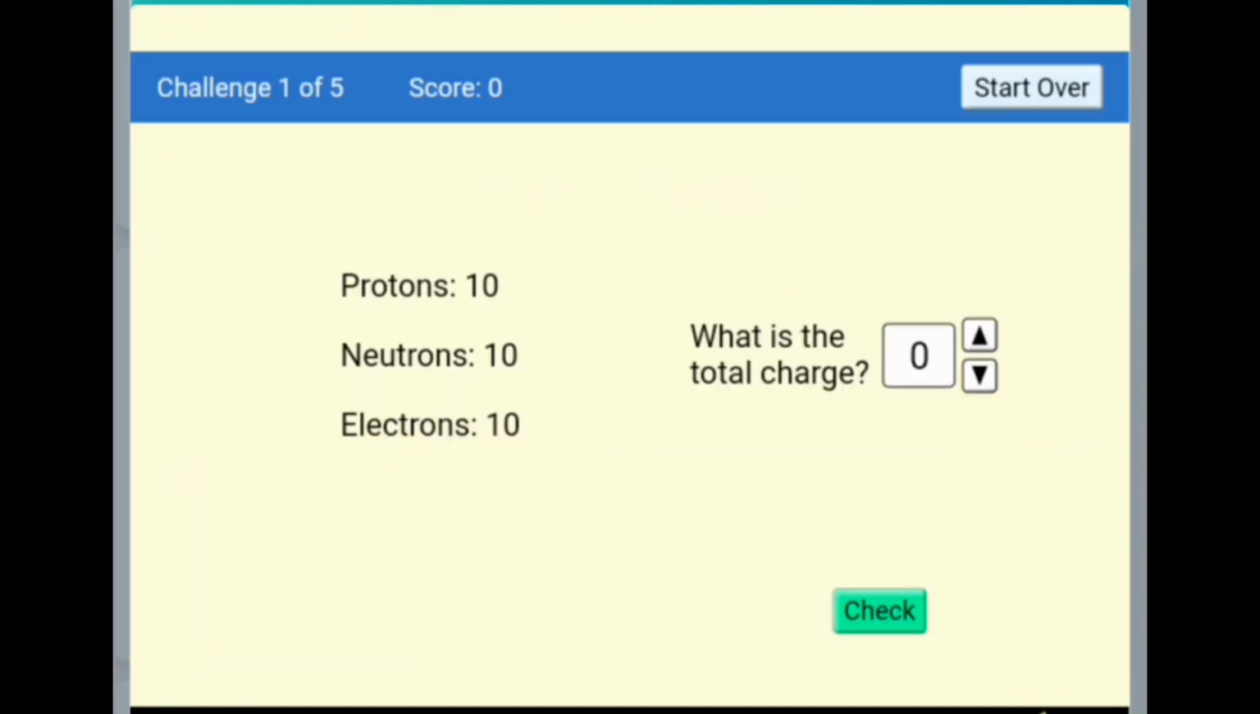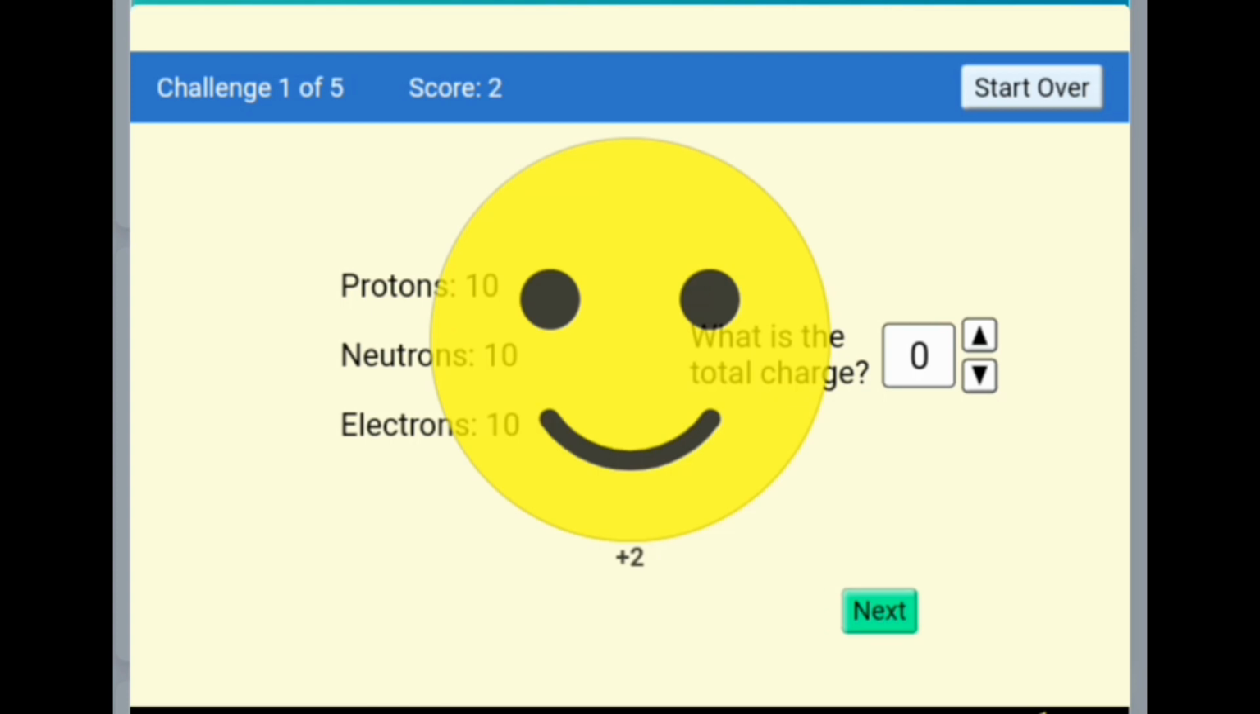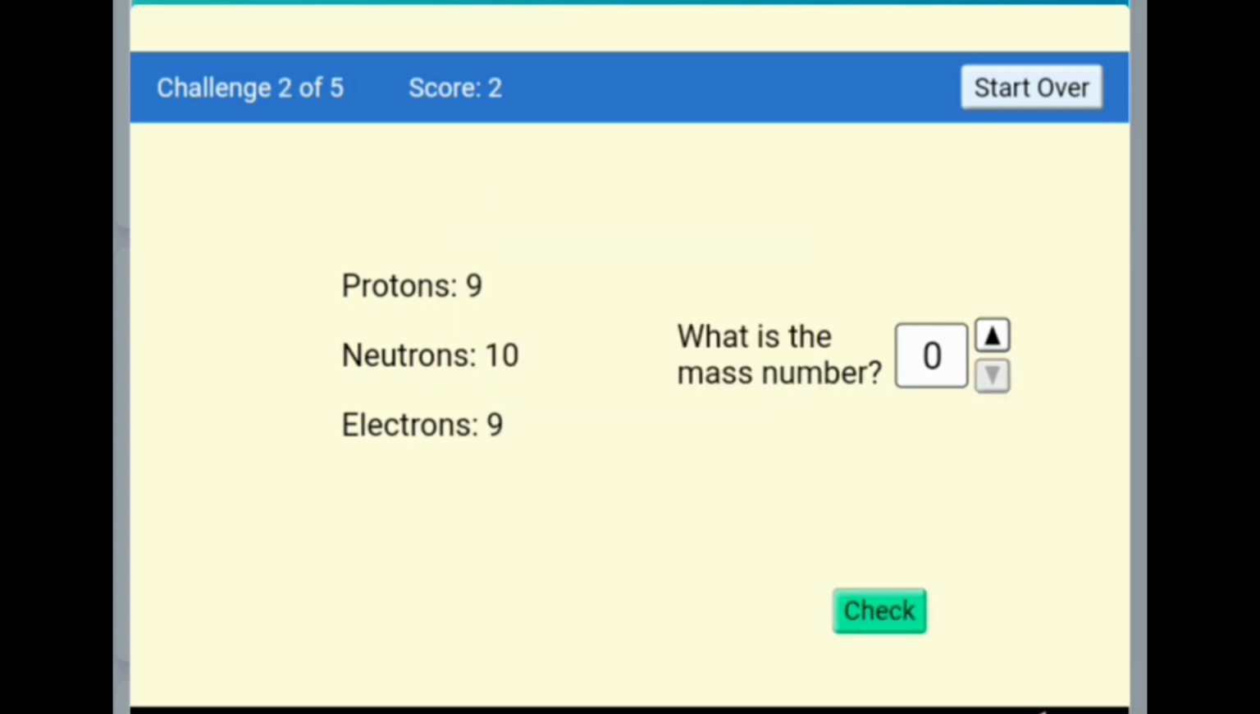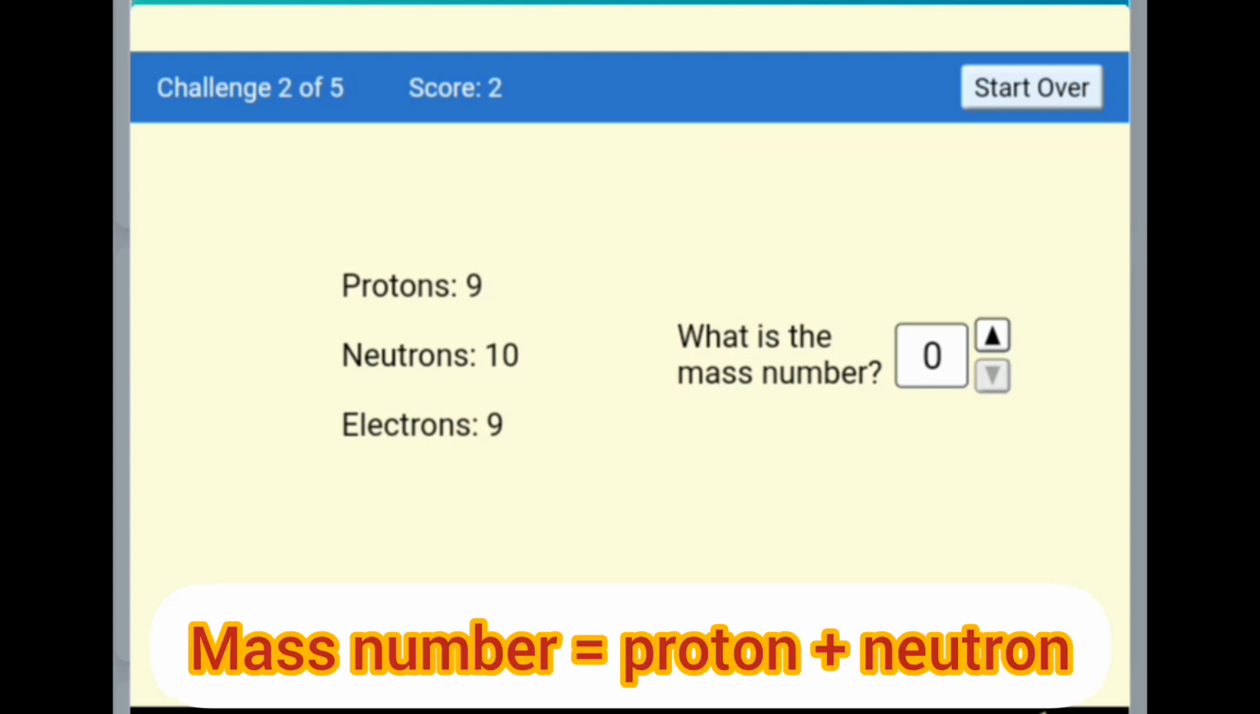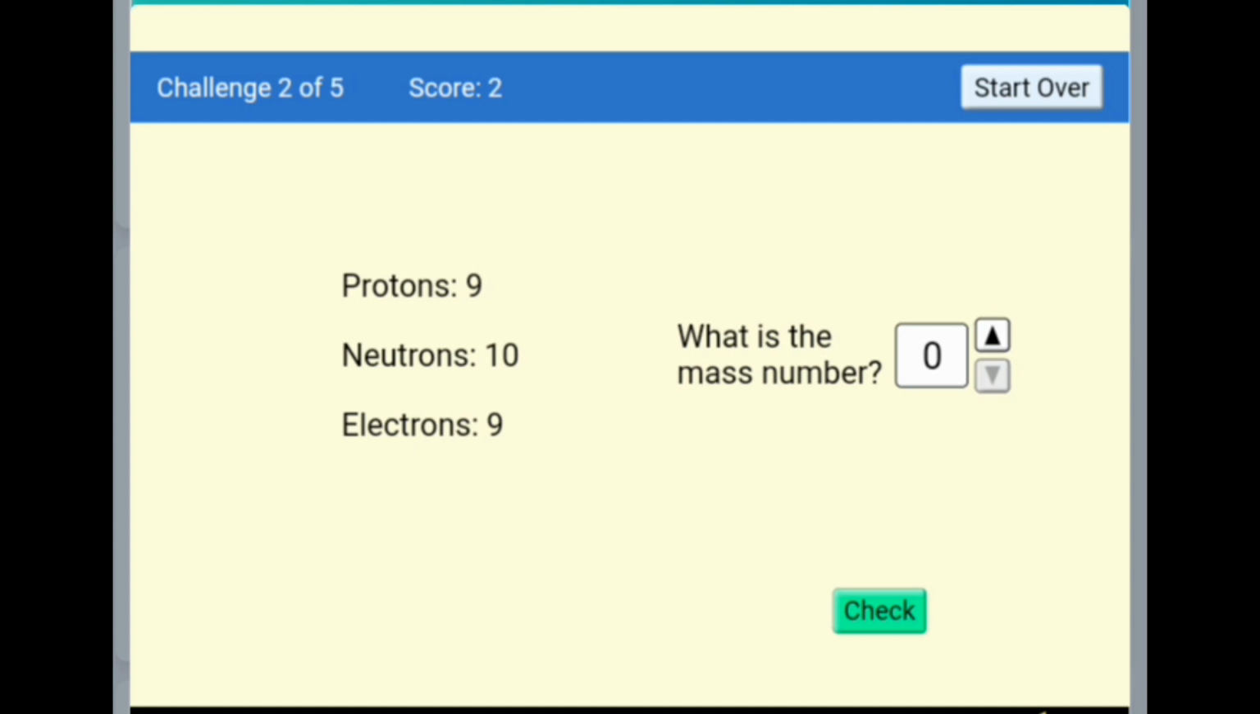Another approach here is to test your knowledge. This question says, what is the total charge? This has 10 protons, 10 electrons. Since the number of protons is equal to the number of electrons, the charge is 0. So the total charge is determined by the difference between protons and electrons. The next one says, what is the mass number? Now mass number depends on protons and neutrons. So that's supposed to be 10 plus 9, which is 19.